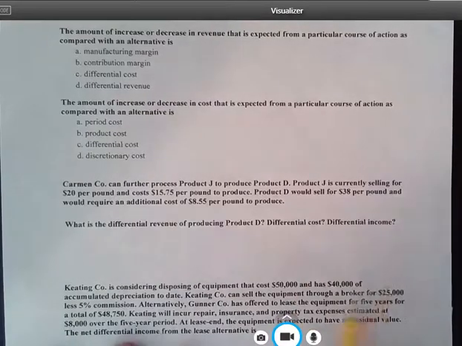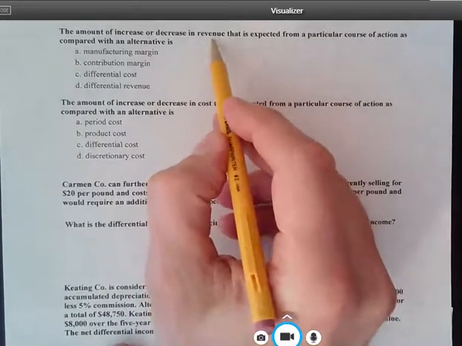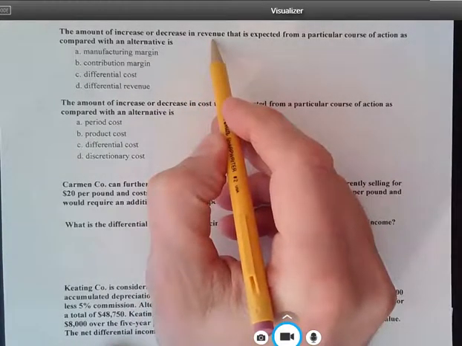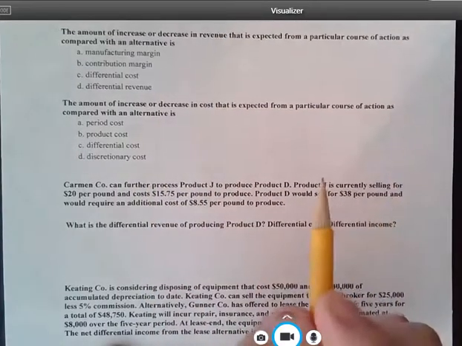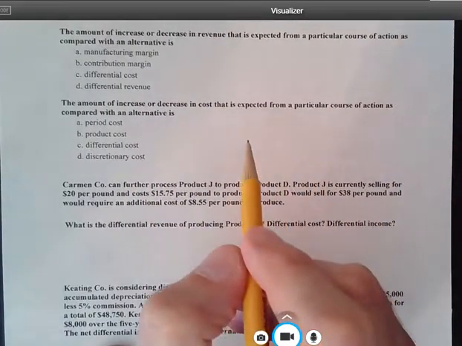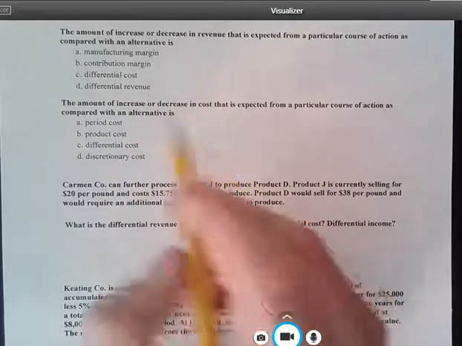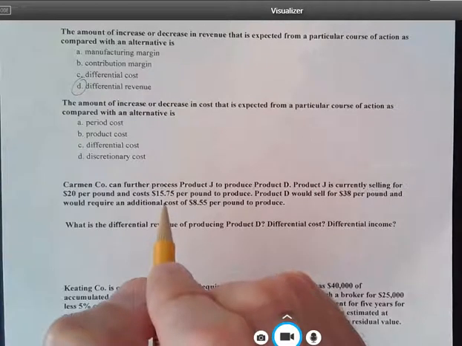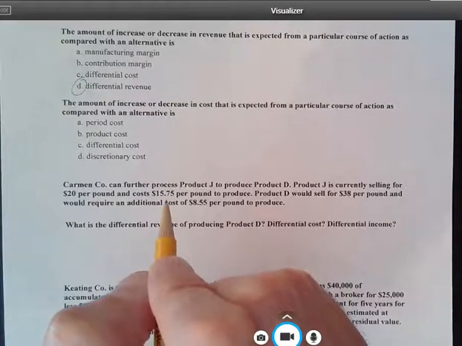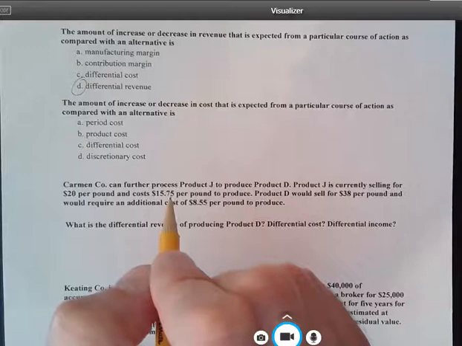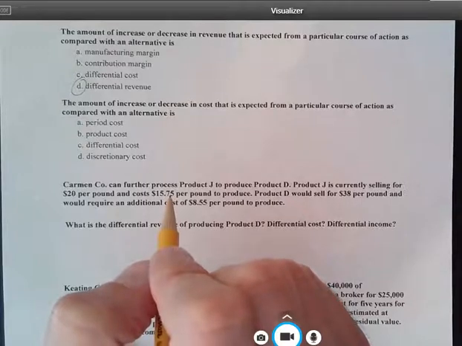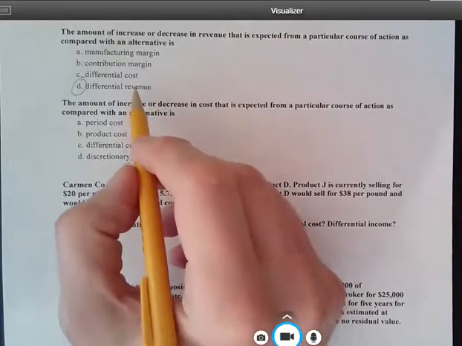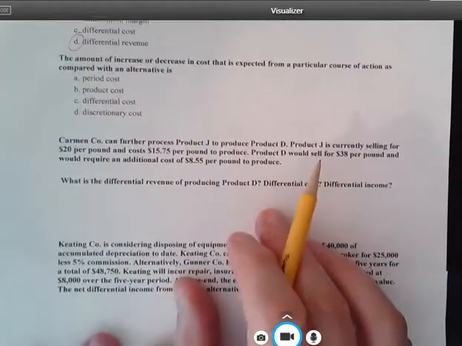Our first clue is right here in the question. Revenue, some type of revenue is what we're looking at. Well, there's only one of these items that even refer to revenue, and that is choice D. Is that a ridiculously easy question? Yes, it is, but we need to make sure that we understand what it is we're studying. Differential analysis has three components: differential revenue, differential cost, and differential income. Here we're referring to differential revenue.